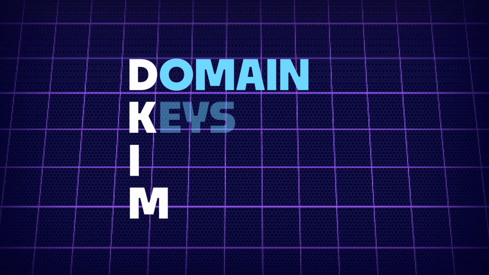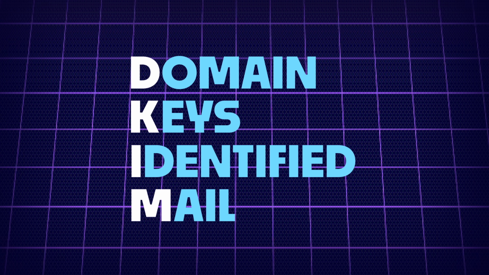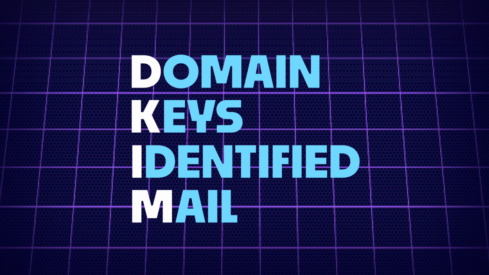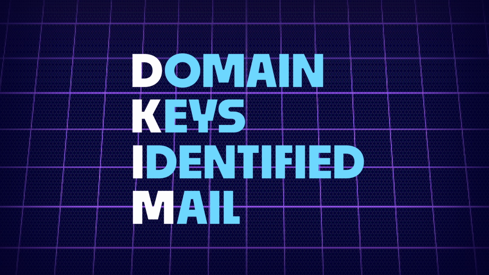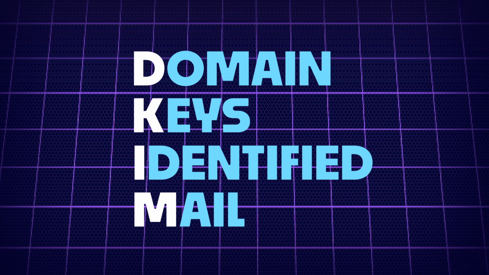DKIM, or Domain Keys Identified Mail, is similar to SPF. You publish your public key as a DNS record, but DKIM adds an additional layer. You sign each and every message. The receiver can use the signature to validate that the message has not been tampered with.